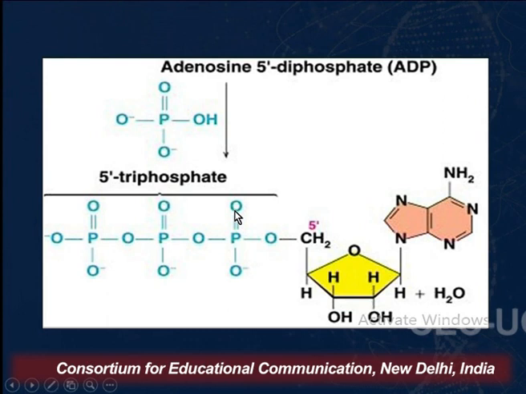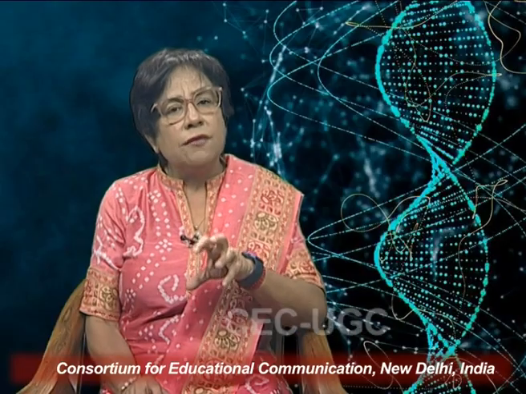So on the basis of the number of phosphate groups present in a nucleotide, we can also name it as AMP, ADP and ATP.